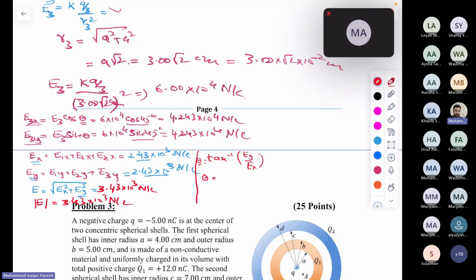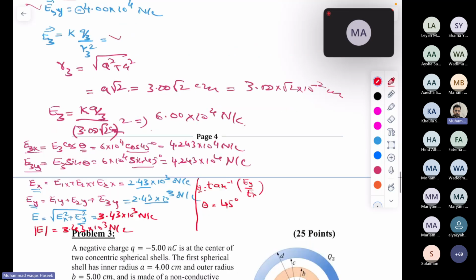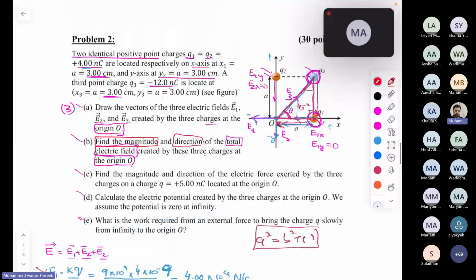So theta will be tan inverse of Ey over Ex, which is 1, and then you will get 45 degrees, because Ex and Ey have the same value. Okay, so this is how to structure these kinds of problems. You will get a similar kind of problem.